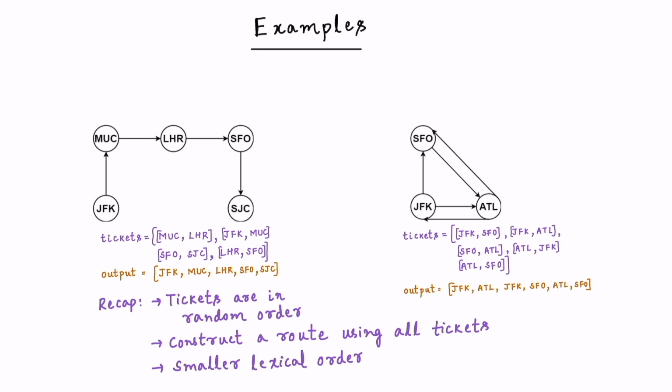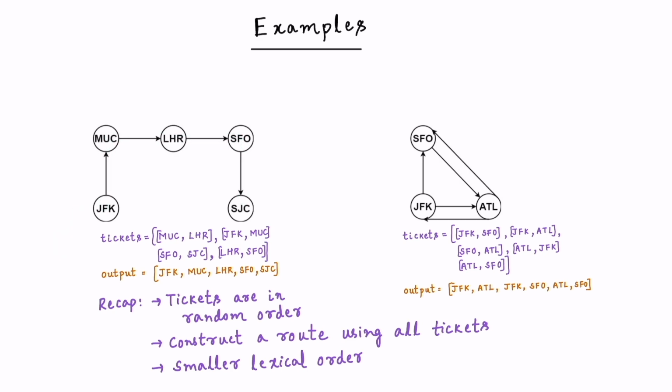Once we build a graph, the goal is to find a route that starts from JFK and visits all these edges once and only once. And in example 1, that route is from JFK to MUC to LHR to SFO and SJC. We visited all these edges only once, and that's the output we see over here.